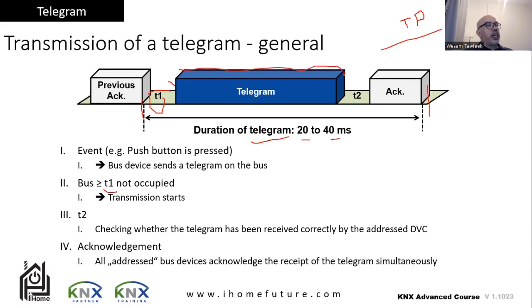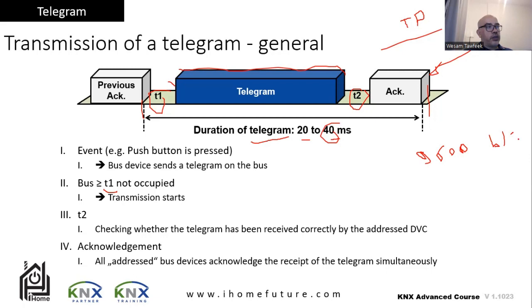After I finish my telegram, I wait for something like T2, another few milliseconds. Then I should get an acknowledgement. So the telegram duration includes the T1, the telegram itself, the T2, and the acknowledgement as well. This is the measurement of the telegram. A telegram will be minimum 20 milliseconds and maximum 40 milliseconds. And our bus speed, don't forget this, is 9,600 bits per second. We discussed this in the basic course, so don't forget it, please.